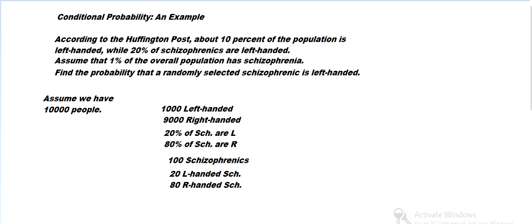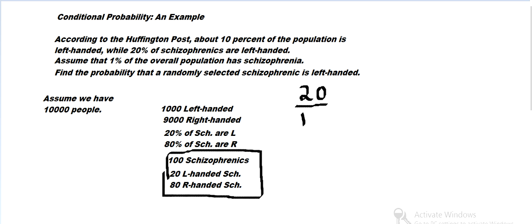Good, so that's all the information from the question. So we want to find the probability that a randomly selected schizophrenic is left-handed. Actually, that's quick. Let's look at all these schizophrenics. We're taking a schizophrenic and randomly selecting one, and so that's 20 out of 100.